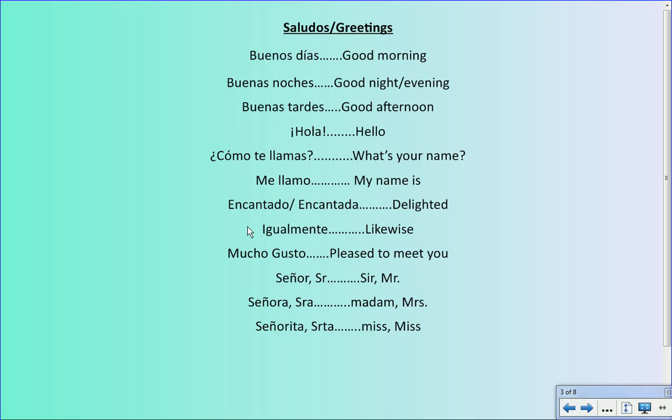Then the next phrase, igualmente. This is something that you can use. Let's say you meet somebody and they're like, oh, nice to meet you. Well, you don't want to say nice to meet you back because it's a little bit repetitive. So instead you would say something like igualmente, which means likewise or the same. Okay?